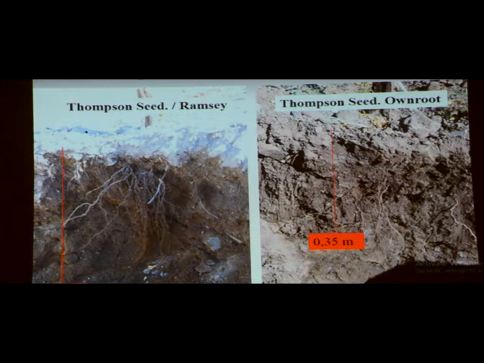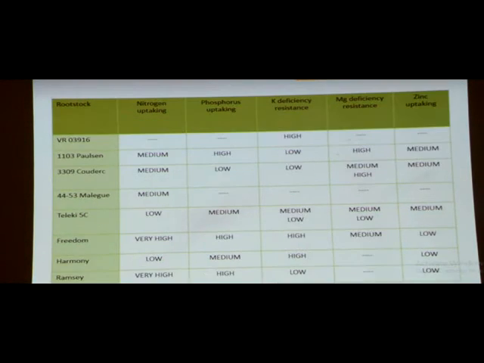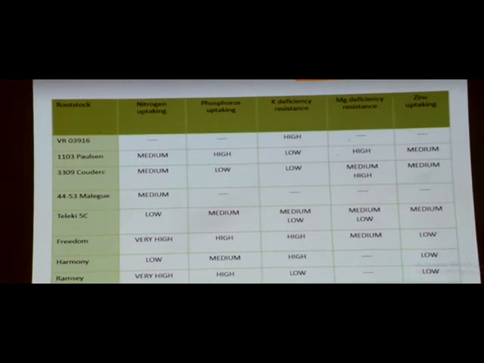This is Jaime Province in the top of the valley, Copiapó. Nutrient uptake, summary: Freedom and Ramsay, very high level of nitrogen uptake or absorption. Freedom and Ramsay.